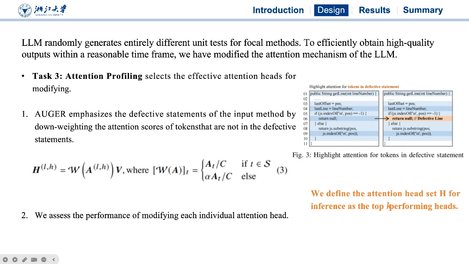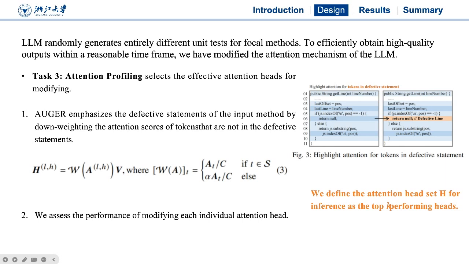As shown in Figure 3, Augur identified that line 6 was a defective statement. Therefore, Augur first marks the defect lines in the prompt, and then recalculates the attention weights to guide the LLM's attention to focus on the tokens related to the statement. After this, we evaluate the performance of modifying each individual attention head on the extracted subset. We sort all the attention heads based on their unit test generation performance on the subset.